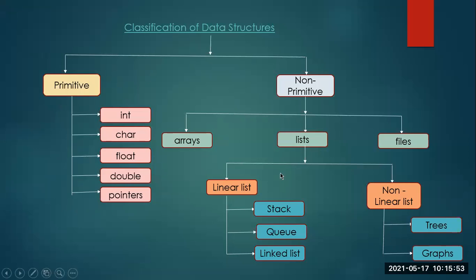So list consists of two types. You have linear list and you have non-linear list. Now we are going to study linear list. List is basically a collection of items. And when I say linear list, what the word linear means is that they are in sequence. They are one behind another.